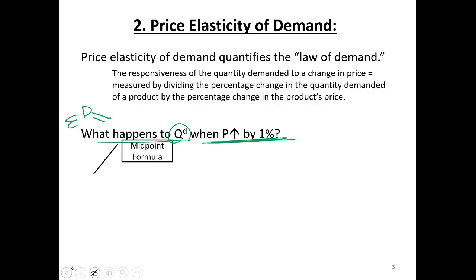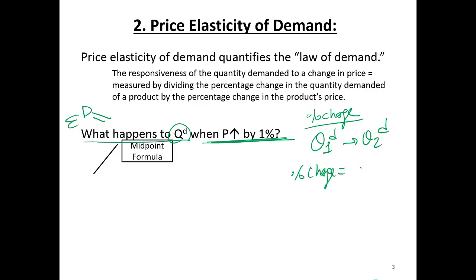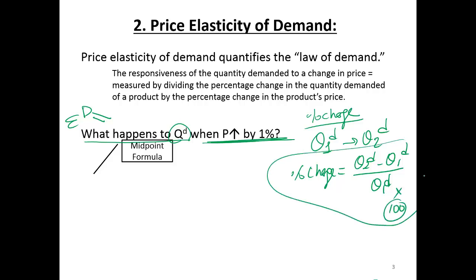We are going to use something called the midpoint formula, okay? So how do we normally calculate percentage change, regular percentage change formula? Let's say quantity is going up from QD1 to QD2, okay? So normally percentage change in quantity demanded would be final amount minus initial amount divided by initial amount times 100 if you want to see a full number, not a fraction, right?